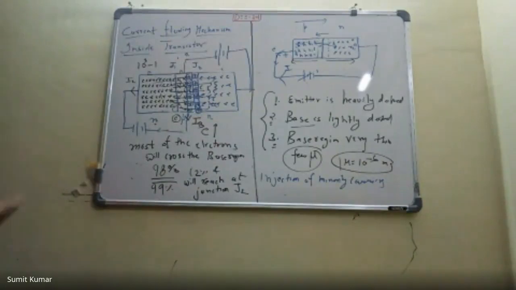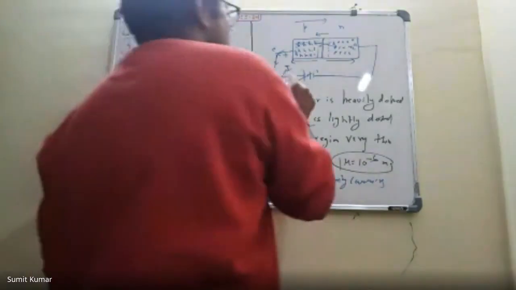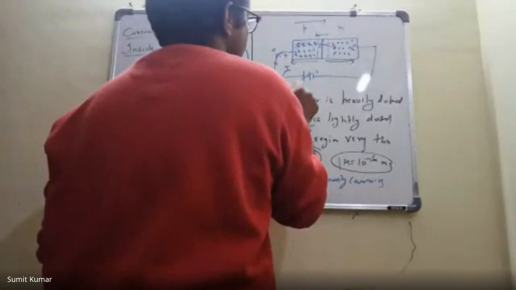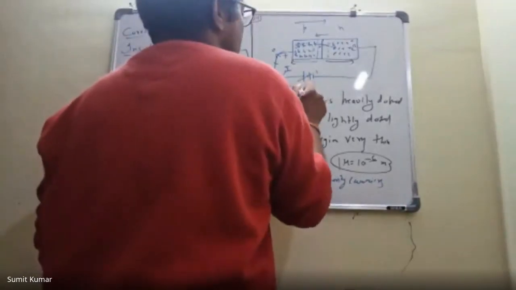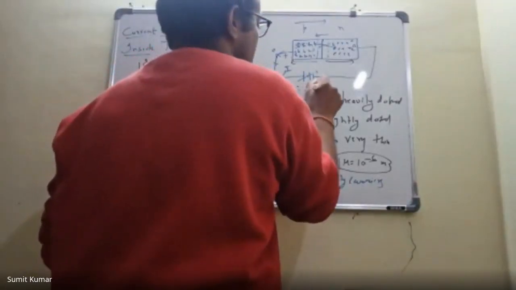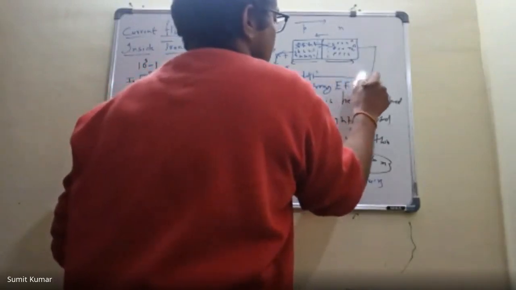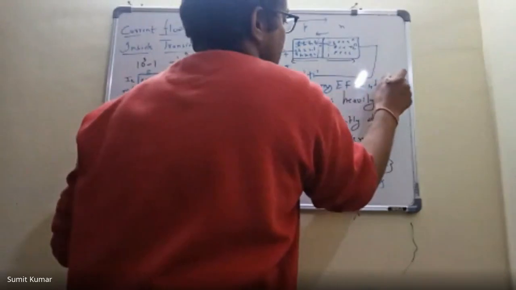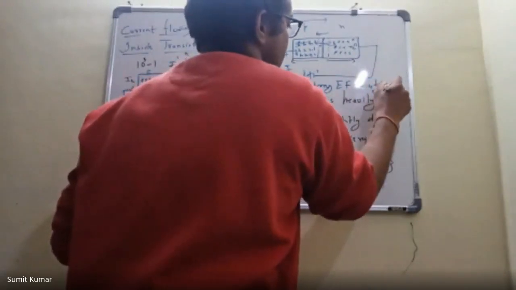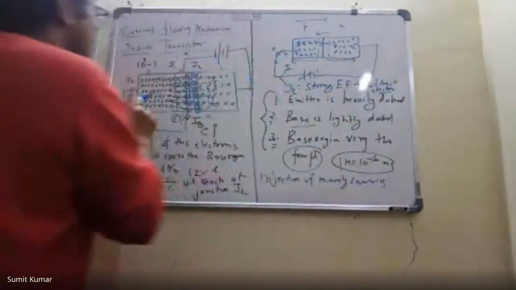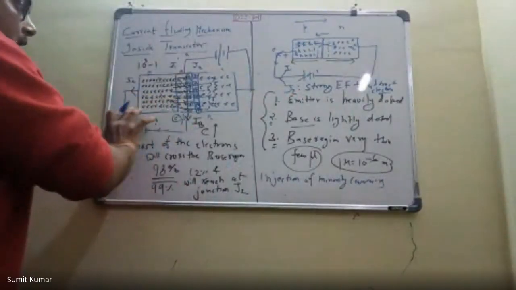The junction J2 is ready with the strong electric field to attract the electrons, these electrons which are being injected by the emitter.